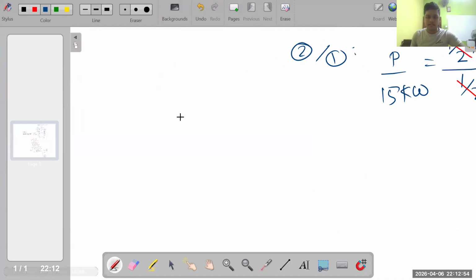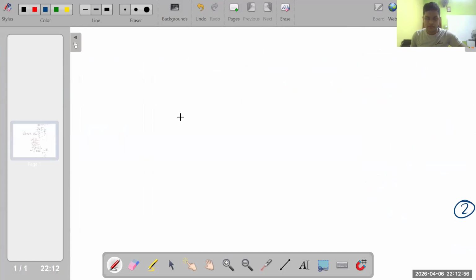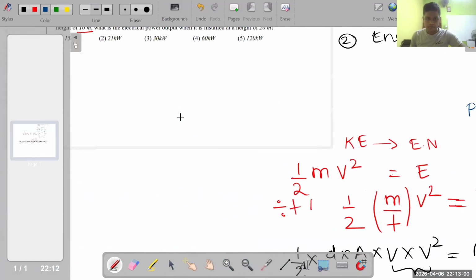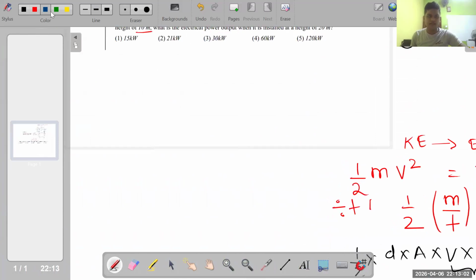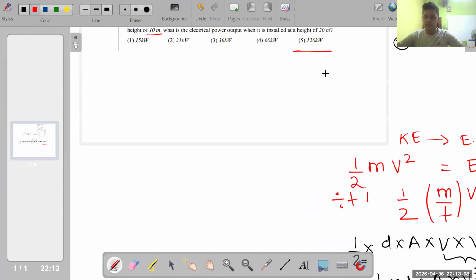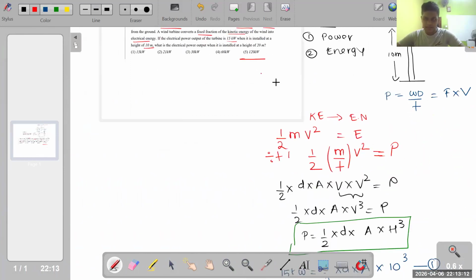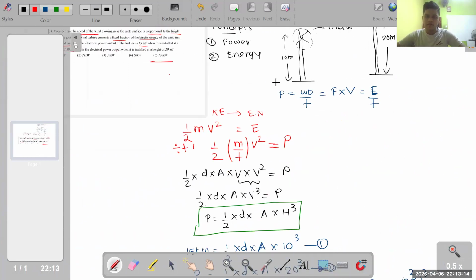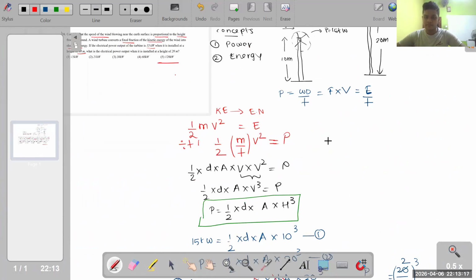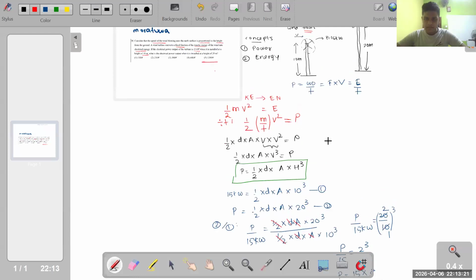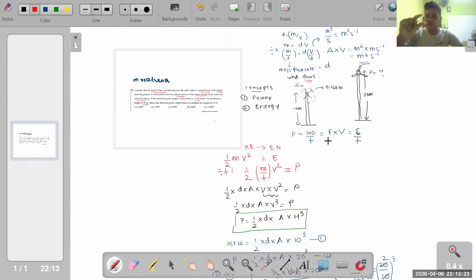Is there any answer like that? Let's check. Yeah, here it is. The fifth answer is there, right? So the answer is answer number 5, 120 kilowatt. Can you understand? No, it's not really hard. What we should have is the basic knowledge, right? See here. With practice, we can minimize the steps we do.